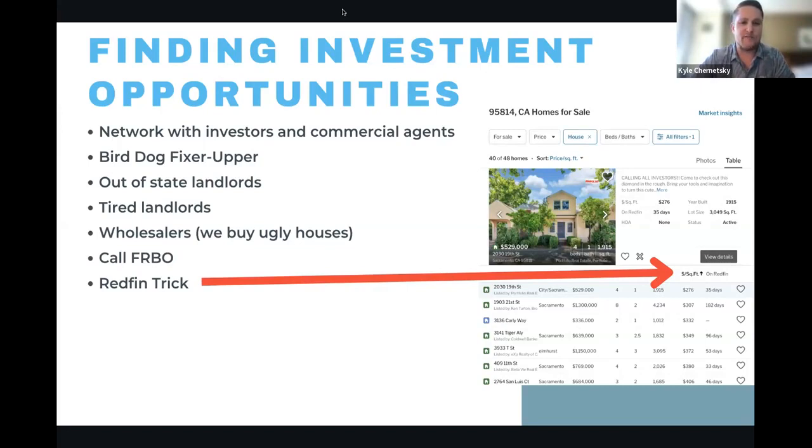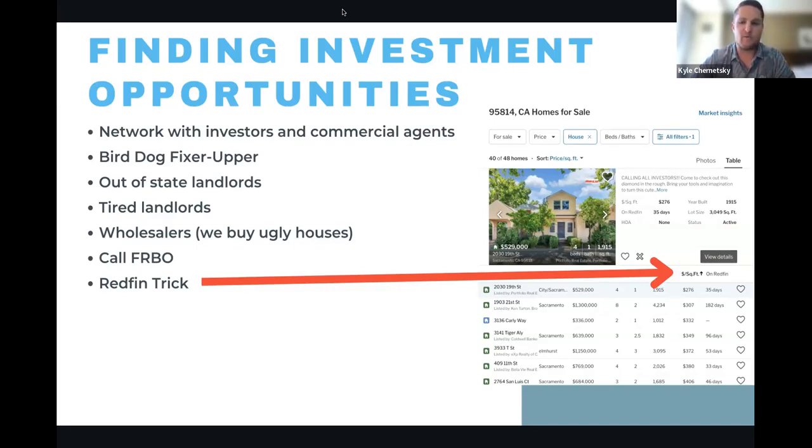Next is the bird dog fixer-uppers. Does anybody know what bird dogging is? All right, so bird dogging is when you're driving around and you're looking for properties that look dilapidated, vacant, and need a lot of work. So some good signs of this are a lot of broken up sidewalks and concrete and asphalt, grass that's overgrown, boards on the windows, chipped and dilapidated paint. These are all things that you're looking for when you're driving around.